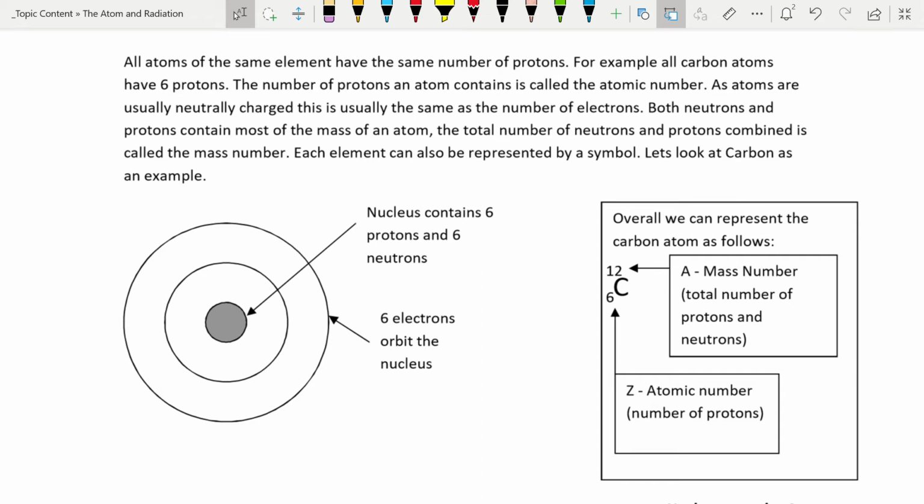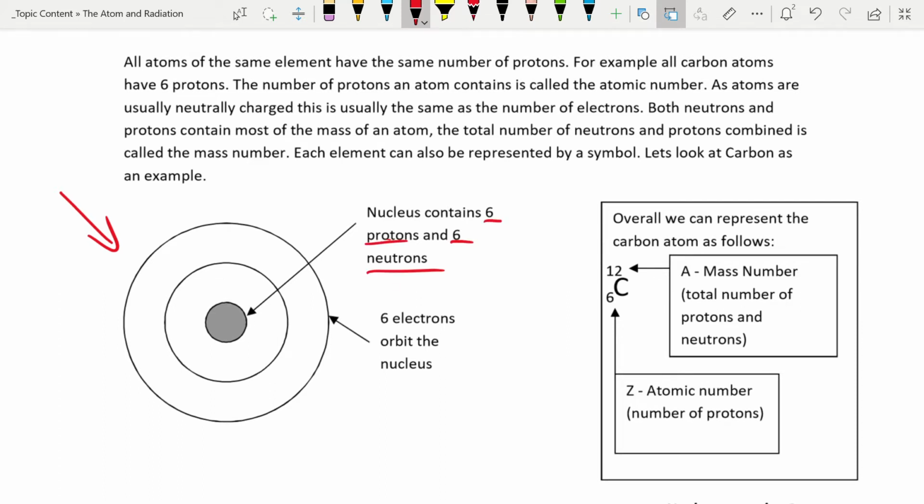Okay, so we've discussed that atoms consist of a nucleus containing neutrons and protons, and then the electrons are in shells around that nucleus. So here's a little diagram of an atom, and you can see it has a nucleus at the center, not to scale, that contains our neutrons. So this has 6 protons and 6 neutrons.